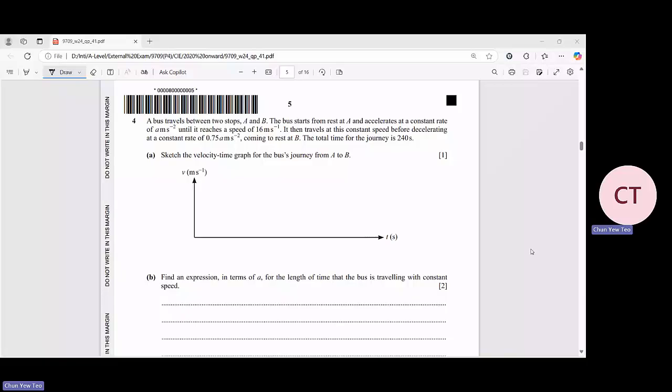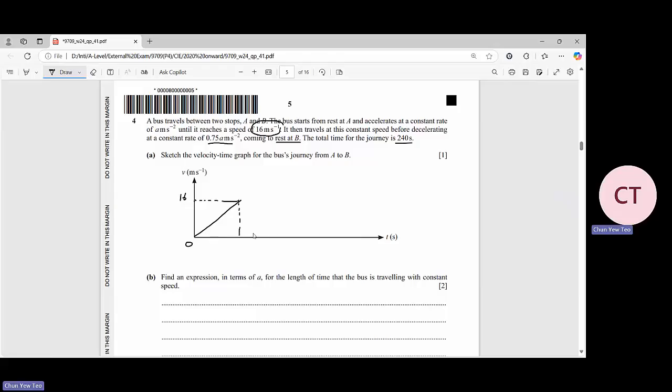Okay, now we take a look at question number 4. A bus travels between 2 stops, A and B. The bus starts from rest at A and accelerates at a constant rate of a meter per second squared until it reaches the speed of 16 meter per second. It then travels at this constant speed before decelerating at a constant rate of 0.75a meter per second squared, coming to rest at B. The total time for the journey is 240 seconds.